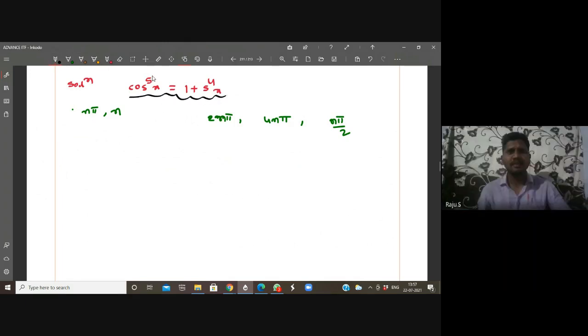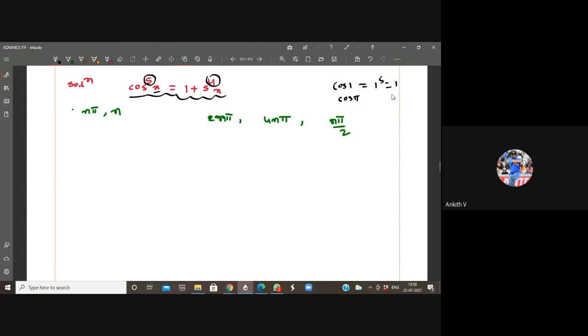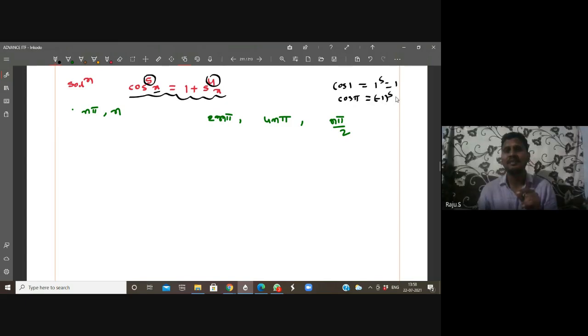See here, what is given: sine power 4 means it is always positive, it cannot be negative. Am I right? Cos power 5 means, look here: cos when x is equal to 0, cos 0 is 1, and 1 power 5 is 1. Whereas when x is 180, cos is minus 1, and minus 1 whole power 5 is minus 1.